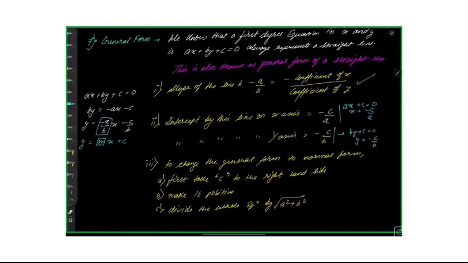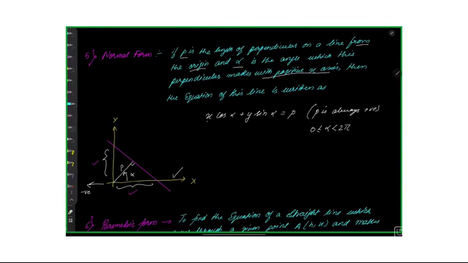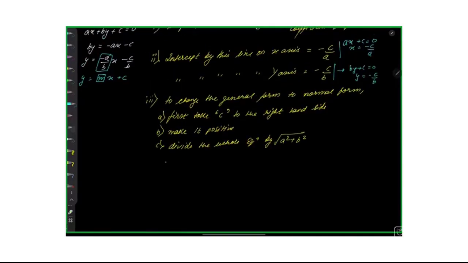Now, what was the normal form? The normal form was a line x cos alpha plus y sin alpha equals to p, where p was the perpendicular distance from origin to the line. Let's do as it says and see if it works or not. We have ax plus by plus c equals to 0. To make it a normal form, ax plus by equals to minus c. Now, why make c positive? Because we've learned that p, the perpendicular distance, should always be positive. To make c positive, multiply both sides by minus 1. It will be minus ax minus by equals to c.